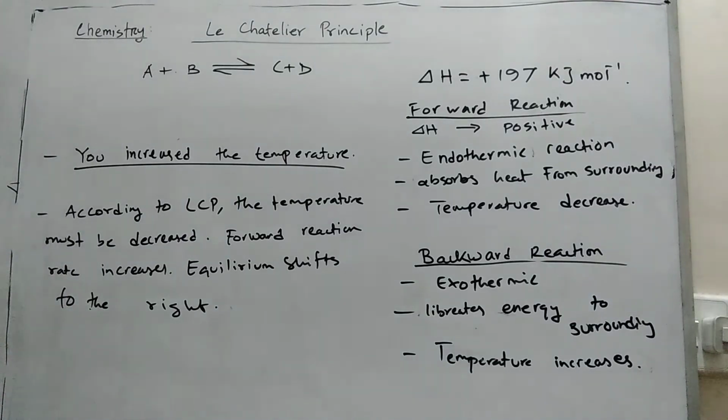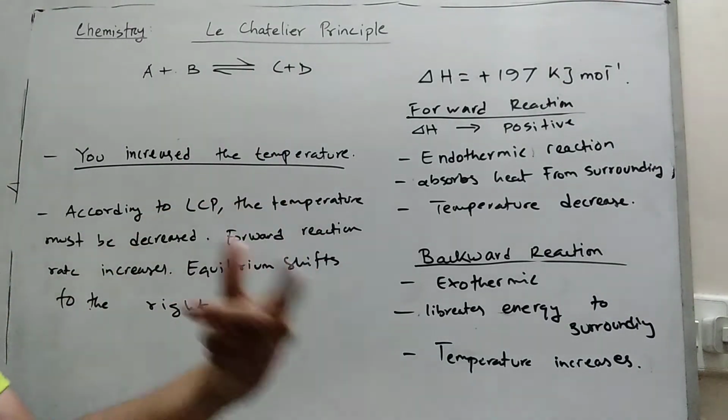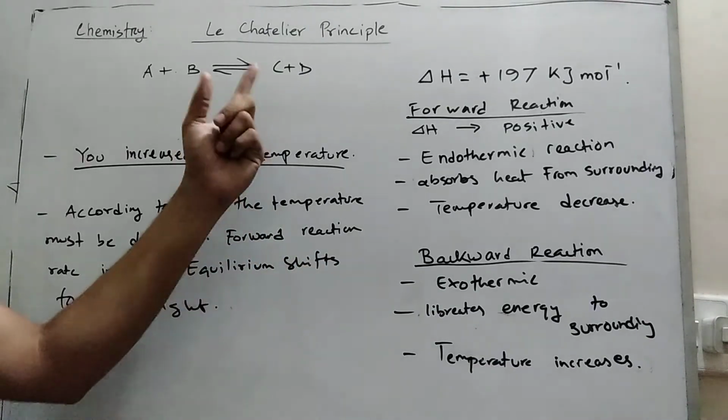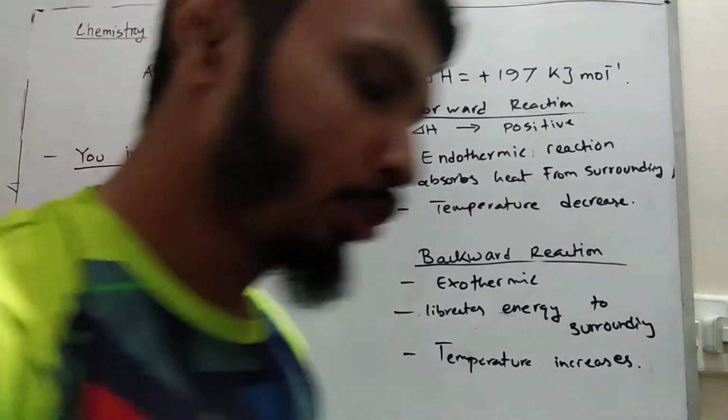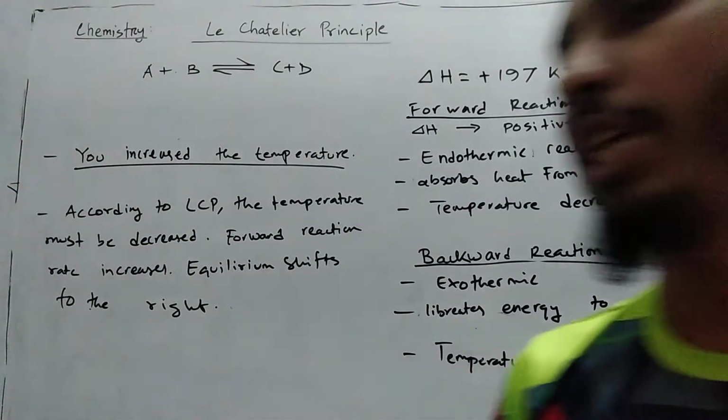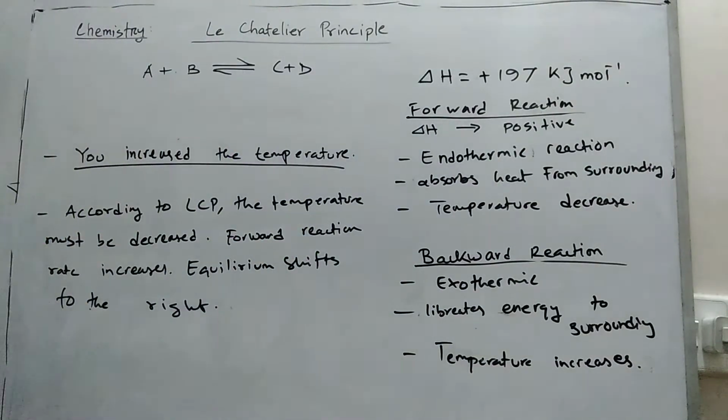The meaning of the words equilibrium shifts to the right is more C and D will be produced. I hope you have understood now how Le Chatelier's principle explains what happens to the equilibrium position.